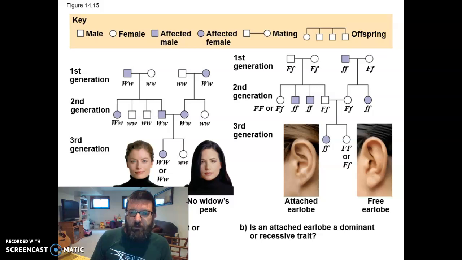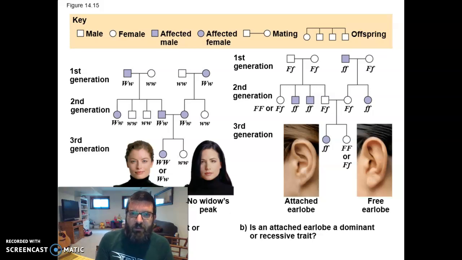So, I keep talking about widow's peaks and earlobes as if they're disorders. They're not. But that's because very often we talk about genetic disorders. And genetic disorders seem like they shouldn't exist after millions and millions of years of evolution, right?